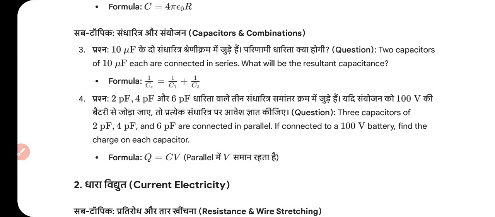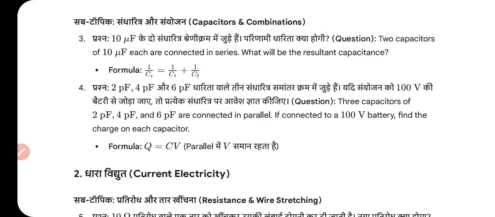Two capacitors of 10 microfarad each are connected in series. What will be the resultant capacitance? The formula used: 1 upon Cs total is equal to 1 by C1 plus 1 by C2. This question also comes for the parallel combination and the series combination.